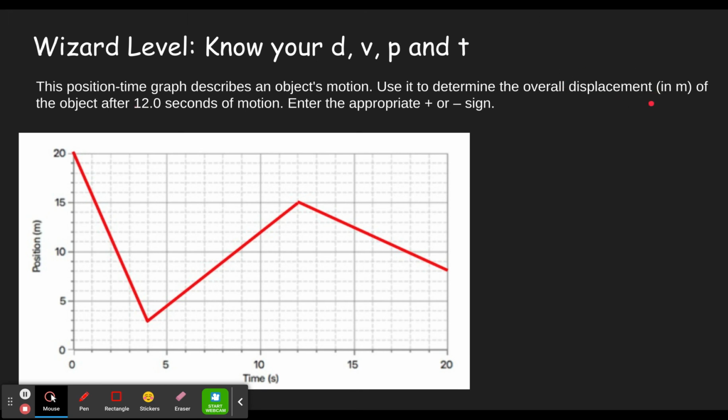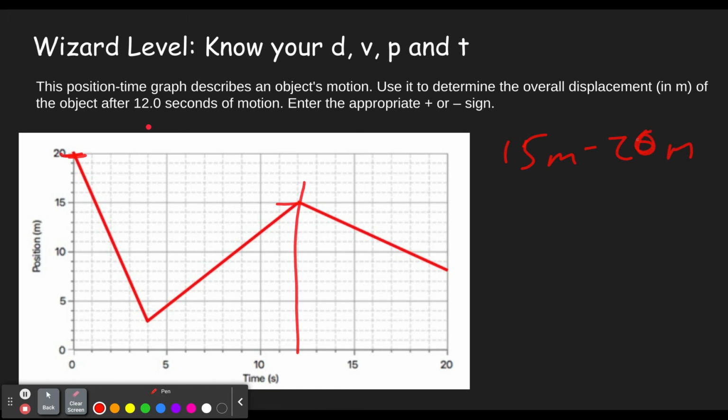So this is just like we did at the beginning, but in this case it says something like after 12 seconds. Okay, so we're only looking to this point. Well, where did it end up? It ended up at 15. It started at 20. 15 minus 20 is -5 meters. So -5 meters, there is the displacement. At 12 seconds, it started at 20 meters and ended at 15 meters. Final minus initial.